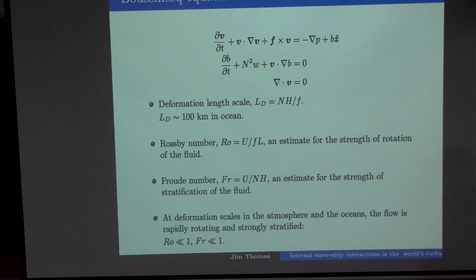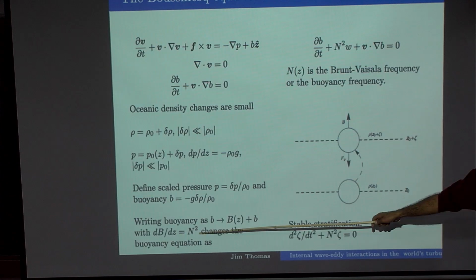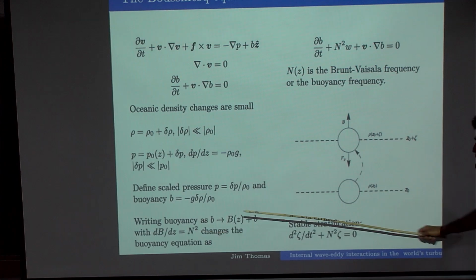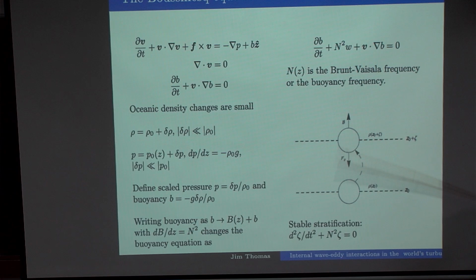So the strength of stratification is set by this. You see here, N is set by the vertical derivative of buoyancy. So if N is large, your frequency of oscillations and the restoring force is very high. That's what we call a strongly stratified fluid. And similarly, a fast rotating fluid will have much higher F.